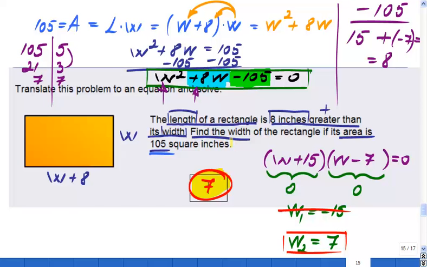Well, sometimes the question may be trickier. They may ask you what is the length. So be careful. If the question would be what is the length or find the length, then you should add 8 to your 7 and that will give you 15. Alright? I hope you guys got it. This is how you approach similar problems.